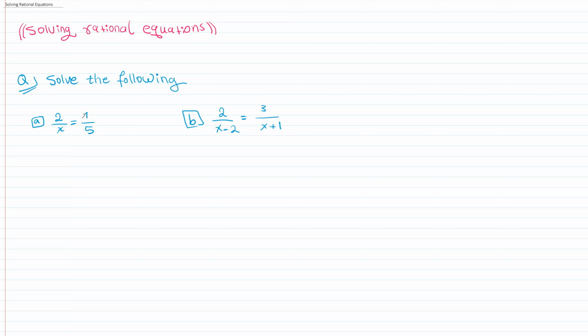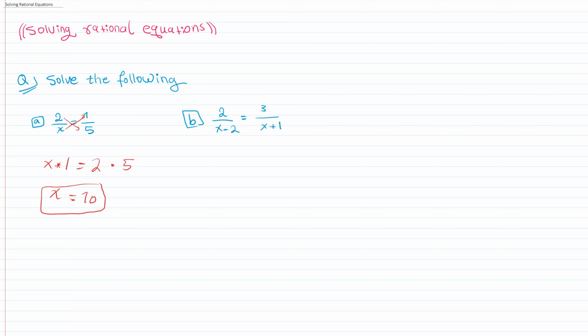Now in this question, I have 2 over x equals 1 over 5. So I can say 2 times 5 and x times 1 in order to cross product. So x times 1 will be x, times 1, this means multiplication, okay? Equals 2 times 5. So x times 1 equals only x, and 2 times 5 equals 10. So the value of x equals 10 in this equation. Let's go to the second one.